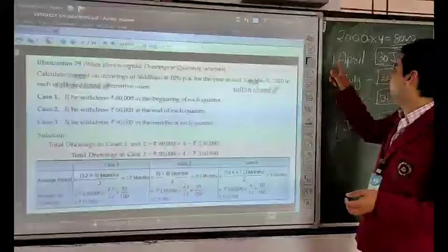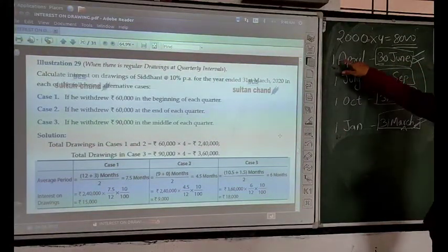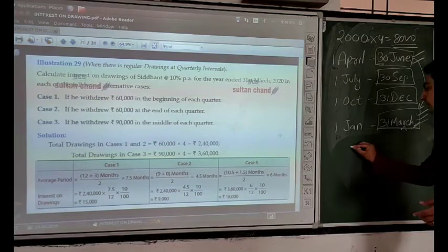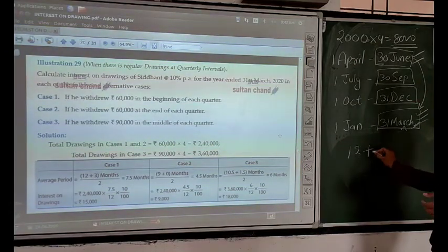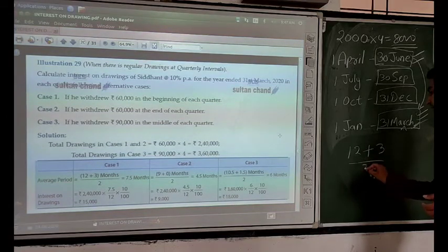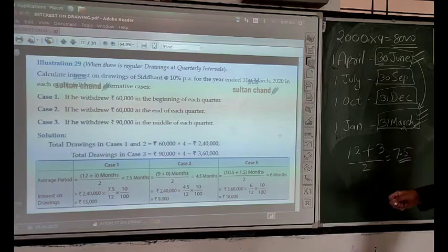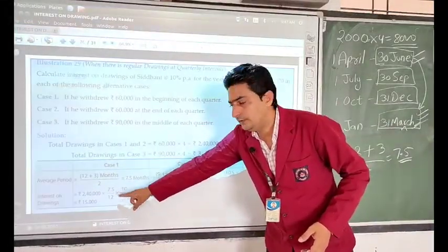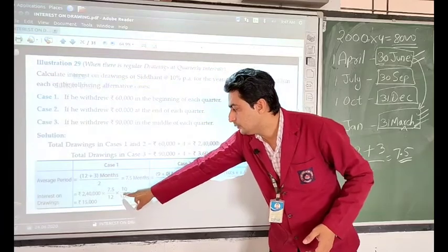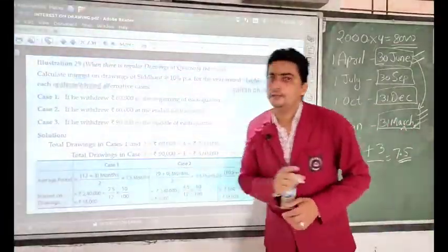Then what will be the average period of time if he is withdrawing at the beginning? First drawing will be made on 1st April, last drawing will be made on 1st January. From 1st April till 31st March there will be 12 months. From 1st January till 31st March there will be 3 months. Divide by 2, 7.5 months. So total drawing is 2,40,000. Average period is 7.5 divided by 12 into percentage is 10 divided by 100. What will be the drawing amount?